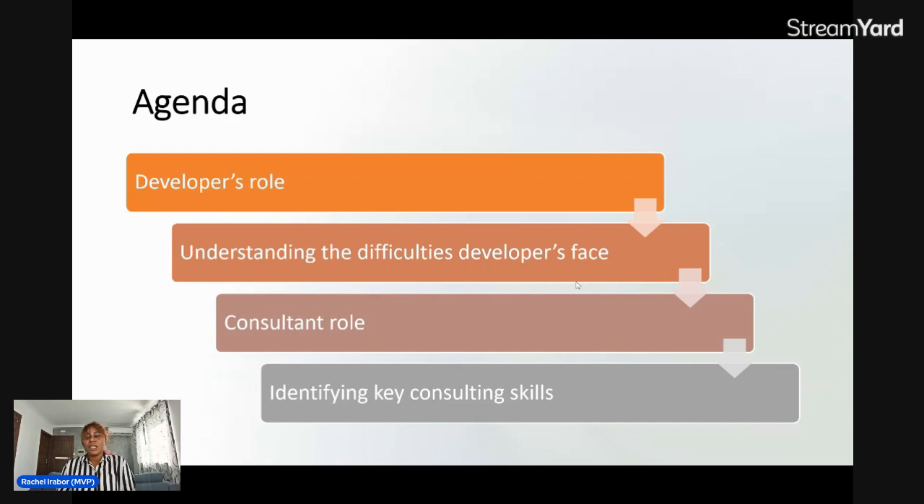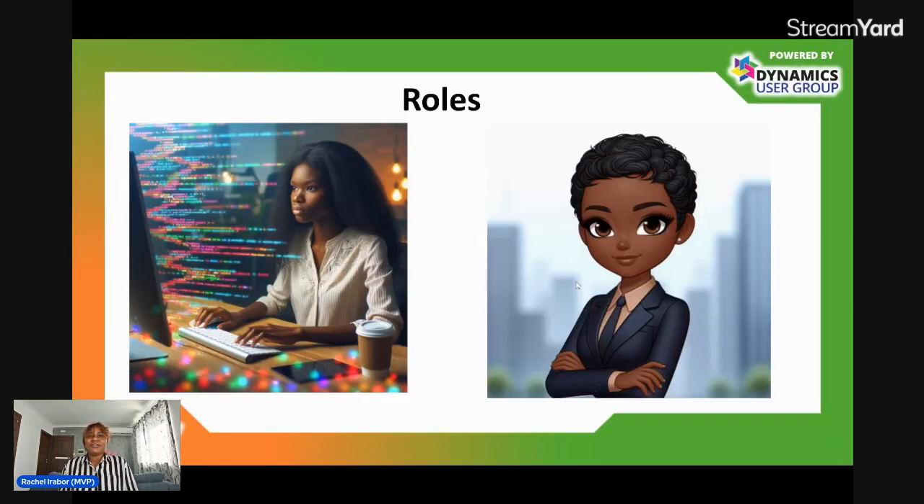So we have different roles in Power Platform. There are different roles and careers in Power Platform, which is absolutely amazing. We have the Power Platform admin, we have the Power Platform consultant, we have the UI UX designer, we have the Power Platform developers, and so many others. But today we are going to be looking at Power Platform developer and the Power Platform consultant.